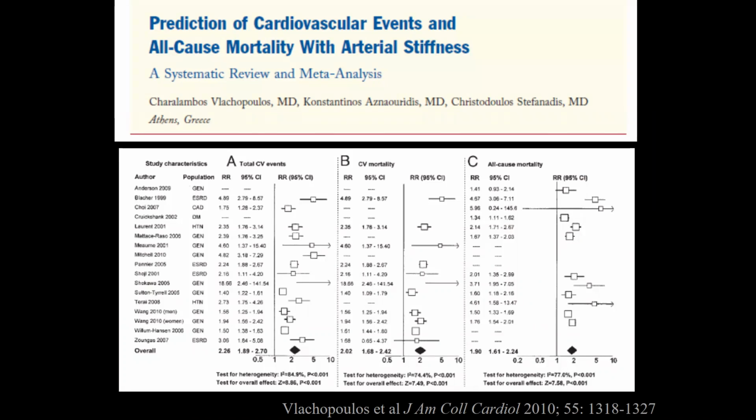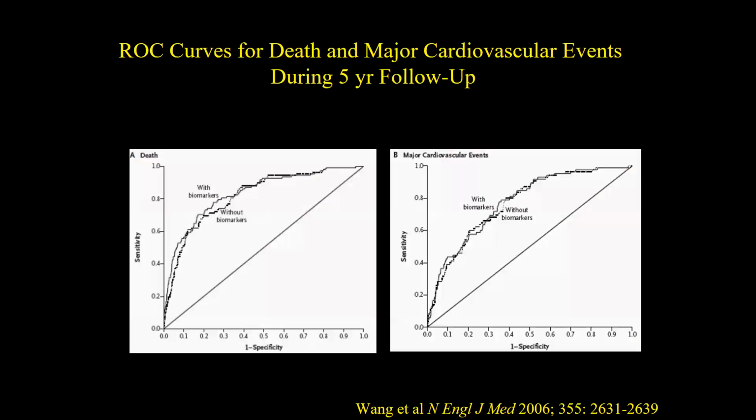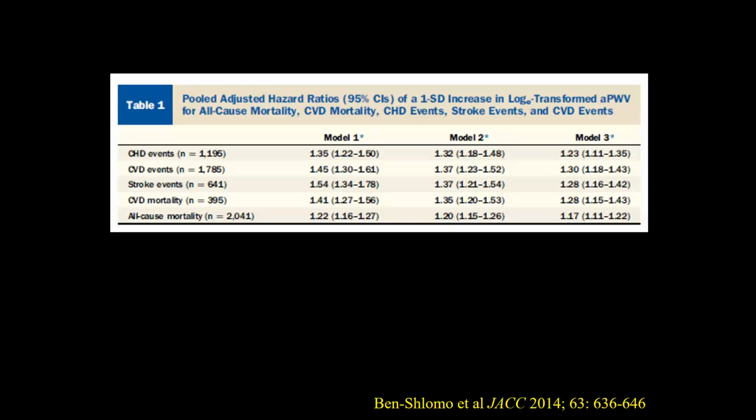If you look at pulse wave velocity, arterial stiffness as a predictor of cardiovascular events, it's been shown to be a strong independent predictor, independent of other risk factors, both of total cardiovascular events, cardiovascular mortality, and all-cause mortality. This is our own study. This is individual patient data from nearly 18,000 subjects, and using pulse wave velocity, you can actually reclassify people at intermediate risk either into a higher or a lower risk tertile, and this is very useful.